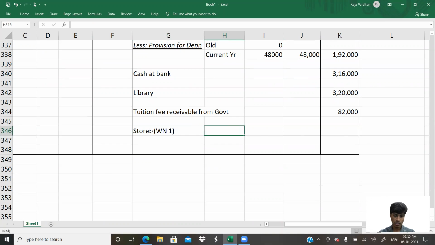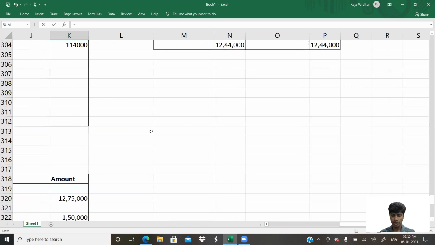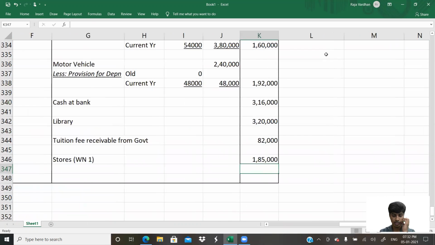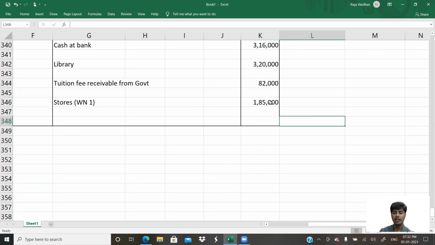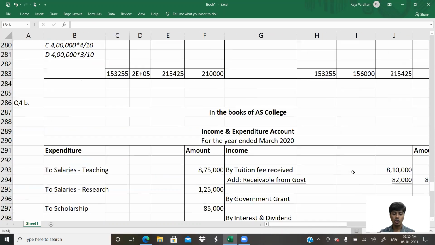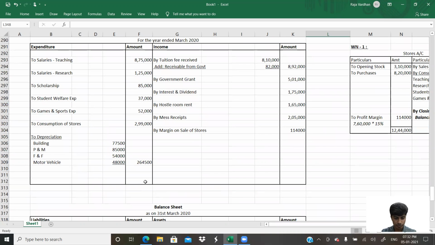This comes from our working note number 1. What is the amount? Amount is 1,85,000. I've selected the cell so you would get it right. 1,85,000 is the amount. So now we're done with our stores and working note number 1. All I have to do is close our income and expenditure. Come on, let me close my income and expenditure.